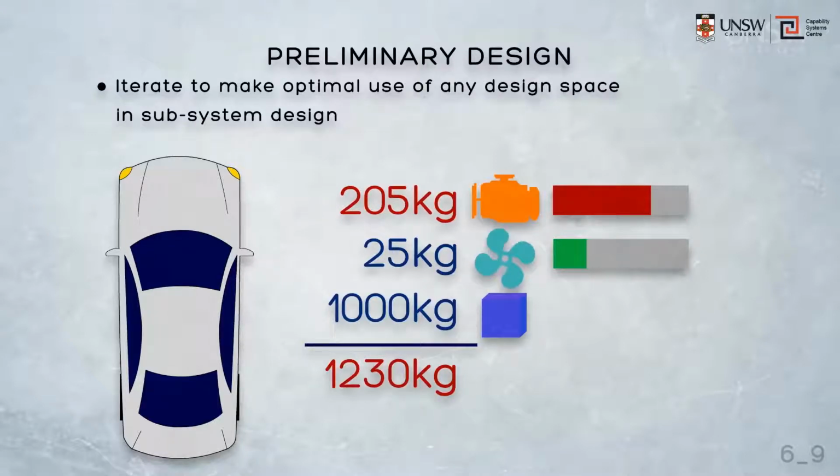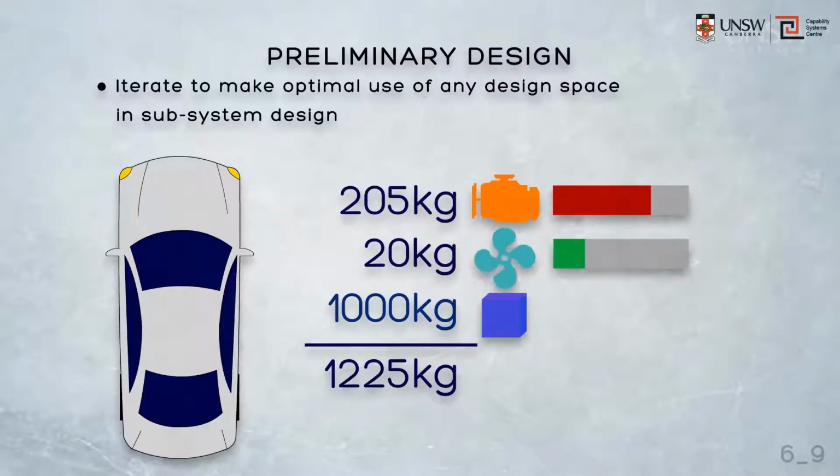Consider, for example, if the air conditioner could be designed to be slightly lighter than the allocated 25 kilos and still meet all of its requirements. If the air conditioner could be designed to be only 20 kilos, the systems engineer could allocate the spare 5 kilos to the engine team and allow them to design an engine that is now 205 kilos. Overall, the car will still weigh 1,225 kilos, but we will end up with an adequate air conditioner and an adequate engine in the process.